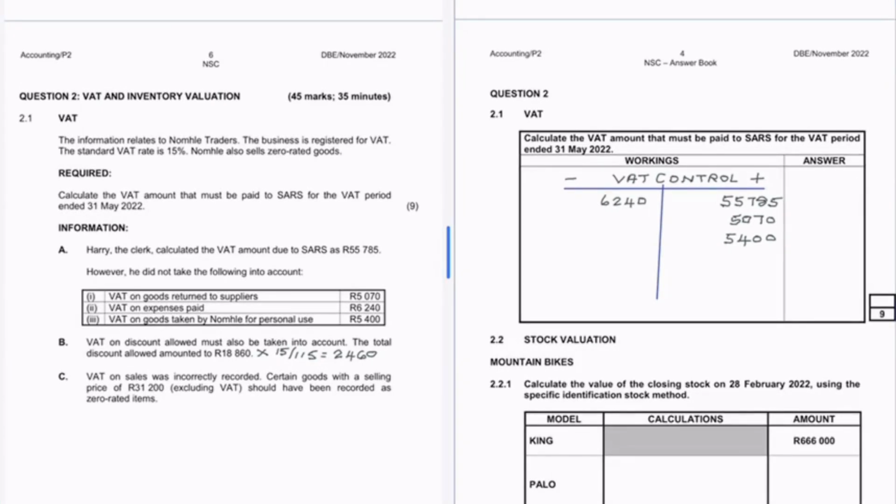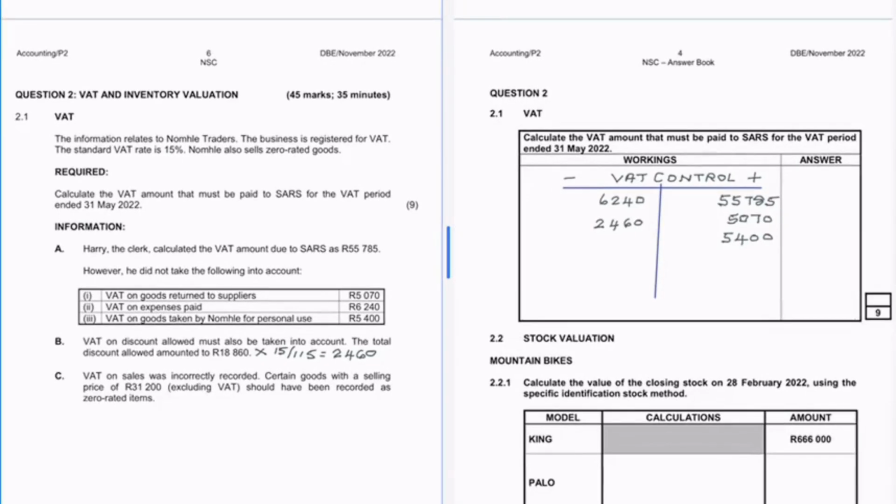Now let's think about what side we're going to put this on to. Discount allowed is related to sales. So when the sale was made, we recorded an output VAT. Because we're granting a discount to the customer, we're not receiving that full amount of output VAT that we recorded. Therefore, we've got to make an adjustment on the debit side of the VAT control account, 2,460 Rand, and we've got one transaction to go, and that tells us VAT on sales was incorrectly recorded.